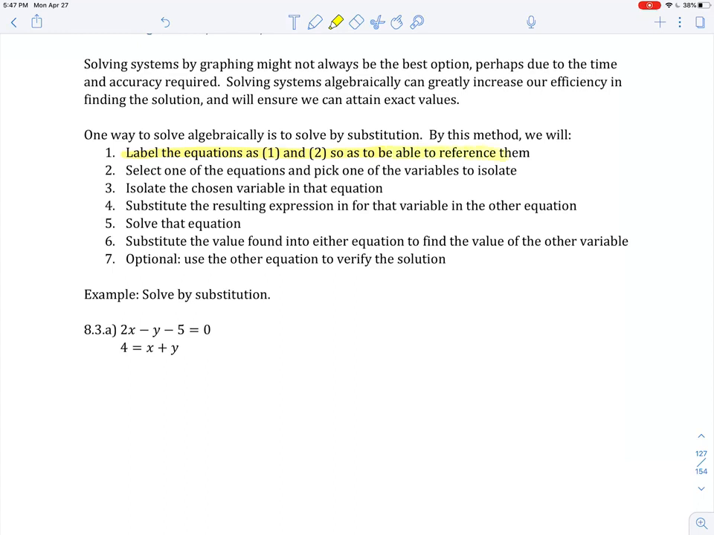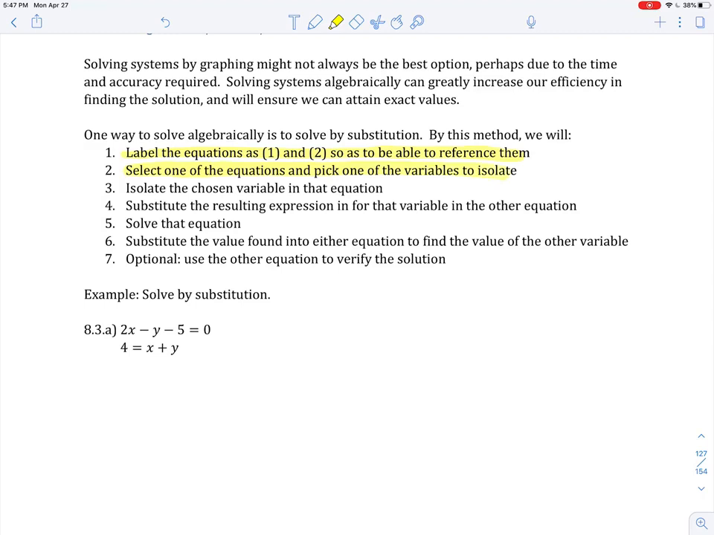So let's check out these steps. I'm going to highlight all of them because that's how I do. So step 1, we're going to label the equations. We're going to label them 1 and 2 so that we could reference them later. I'll use another highlighter halfway through.